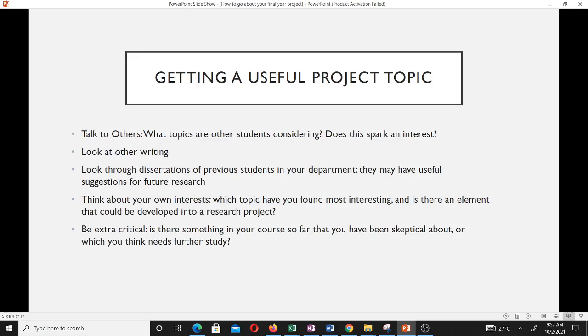Then you have to be extra critical. So, is there something in your course so far that you have been skeptical about, or which you think needs further study? Then you can turn that into a research topic and work on it. Okay, so you see, these are all ways that you can use to generate a useful project topic.